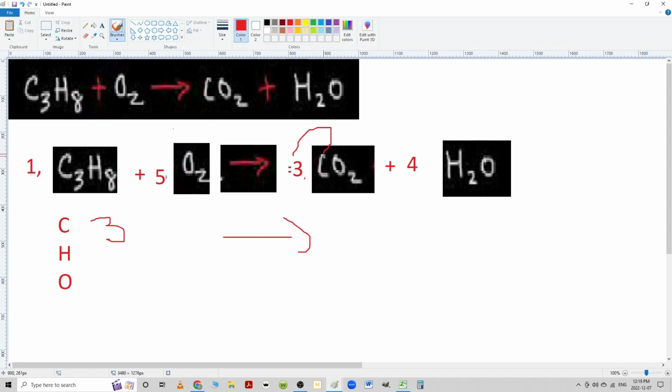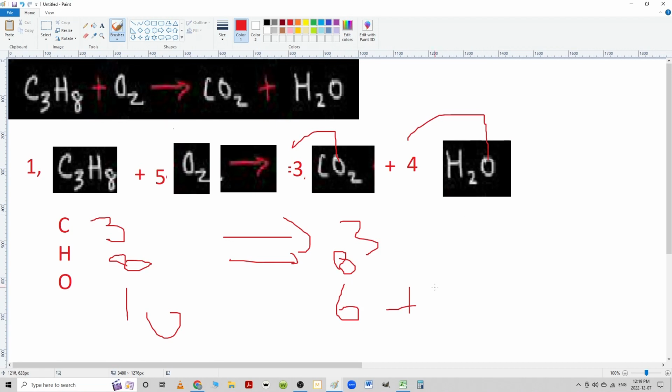I've got 3. H on the left side, I've got 8 of them, because there's 1 times H of 8. And on the right side, I got 4 times 2, 8. And on the left side here, I've got 5 times O2, so I got 10 of them. And on the right side here, I've got 6 of them, and 4 times 1 of them, 4.